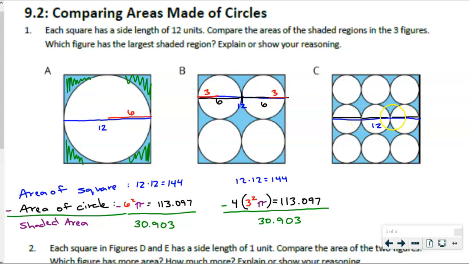Great. So 12 divided by 3, because there's 3 circles, means each one of these circles has a diameter of 4. 12 divided by 3 is 4. But I don't want the diameters. I want the radius. So 4 divided by 2 is going to be a radius of 2. Continue on with that. I'm going to remember that our strategy is the area of the square, which is still 12 times 12, which is still 144.